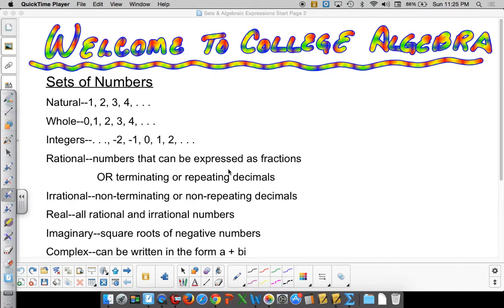Today's lesson is very, very short and sweet, but it's a touch to get us into the mood, ready to do some math again. The first part of this is the simple sets of numbers. We've been bugging you with them for years. We keep adding more sets to your list, but you've seen all of these before.